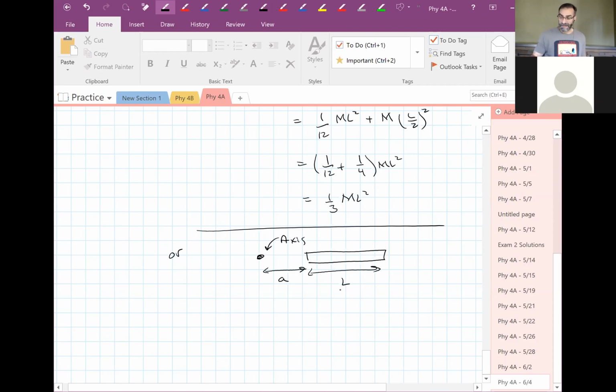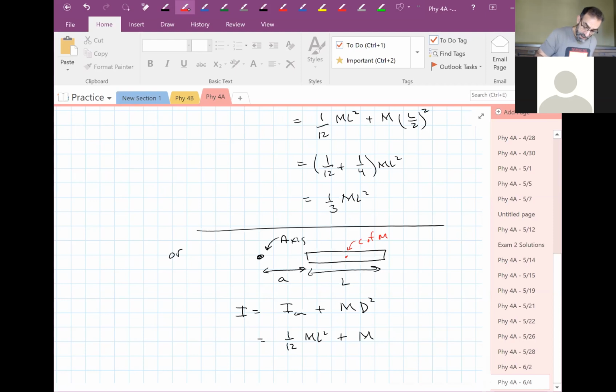So if this rod rotates like this around, it forms a washer, right? A hole in the middle, and some material outside, as it swings around like this. So I is going to be I center of mass plus md squared. I center of mass is 1/12.